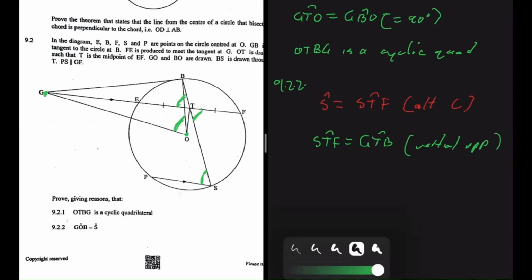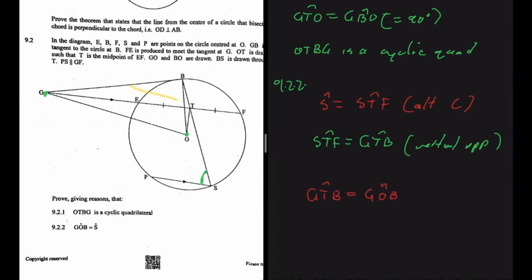But I kid you not, GTB should be equal to GOB, right? GTB is being subtended by GB, and then GOB is also being subtended by GB. We've proved that OTBG is a cyclic quad, so we can get away with saying that, right? So here we're going to say that they've been subtended by the same chord, right? By the same chord.